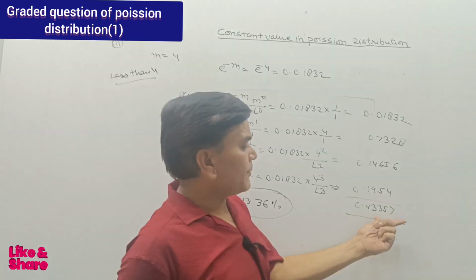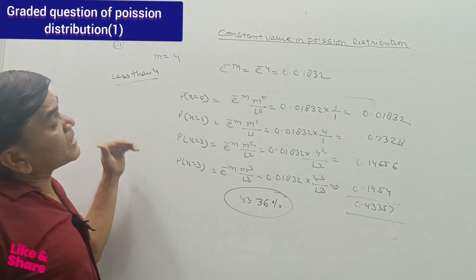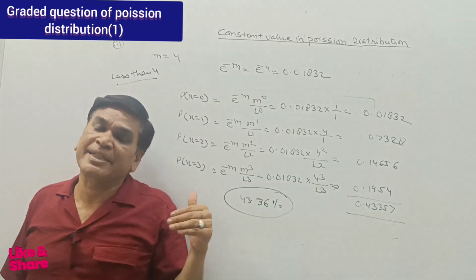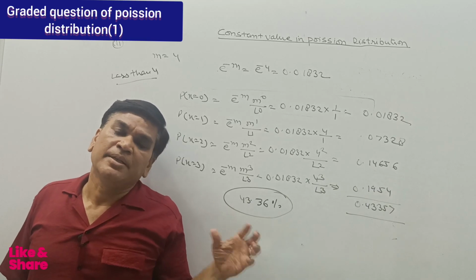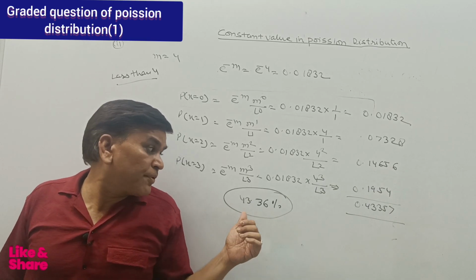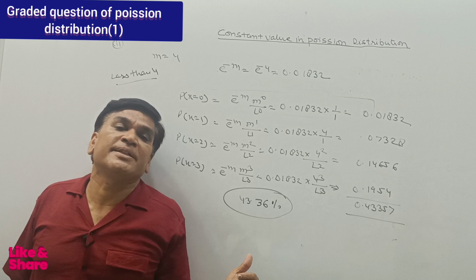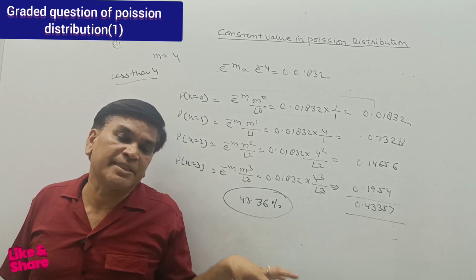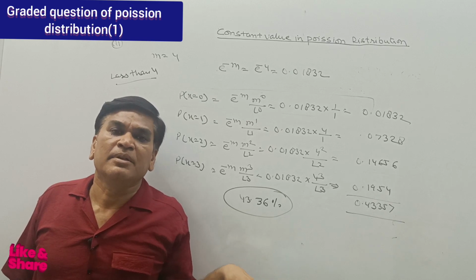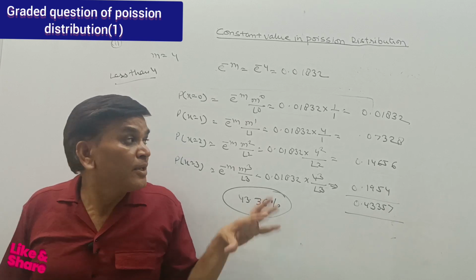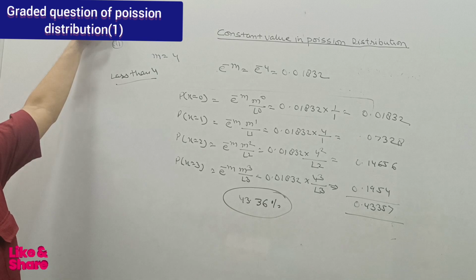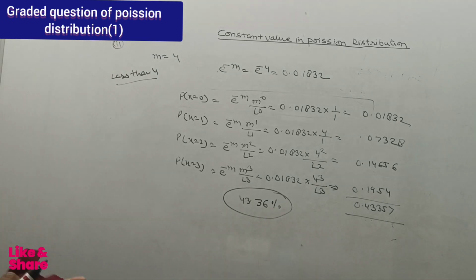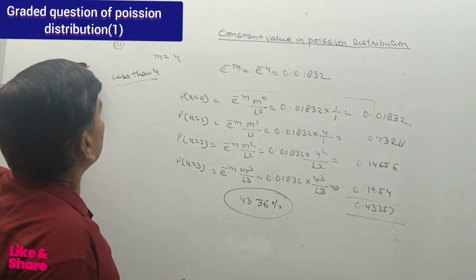That means there is a 43.36% chance that in a certain month there will be fewer than 4 industrial accidents in this industry. So with the help of this Poisson distribution we can do many calculations. Now one more question related to the Poisson distribution.